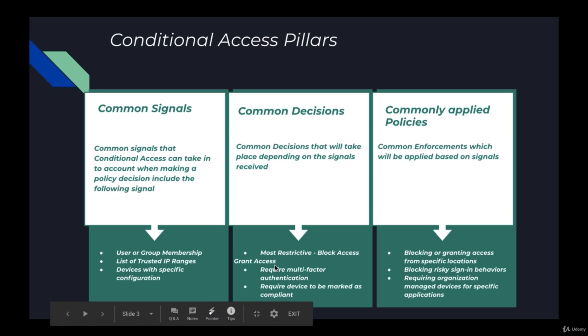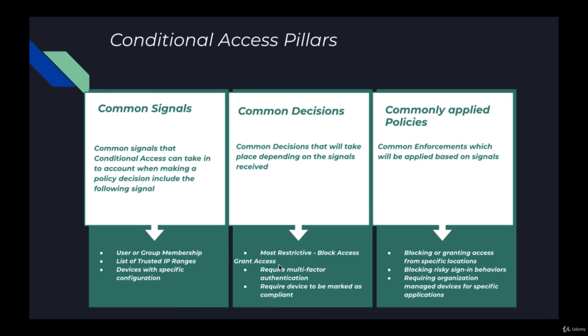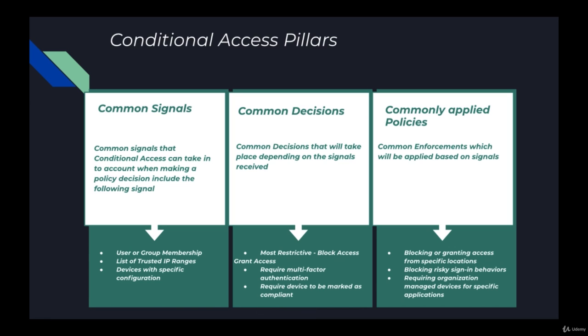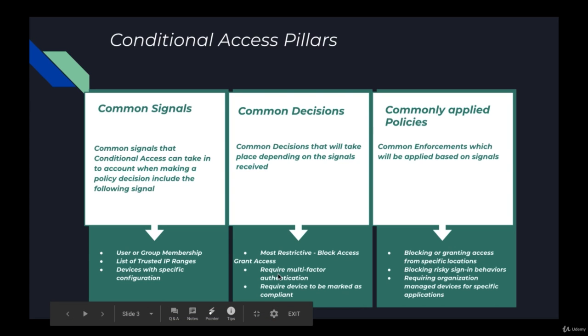Common decisions could be, the most restrictive one, that access is blocked altogether. Then there might be a possibility that access needs to be granted but on a least privilege basis. But even when least privilege access is provided, certain things might be required, like multi-factor authentication (MFA), or requiring the device to be marked as compliant, or that only an approved app can log in. So these are the different options which can still be required in order to provide the least access.